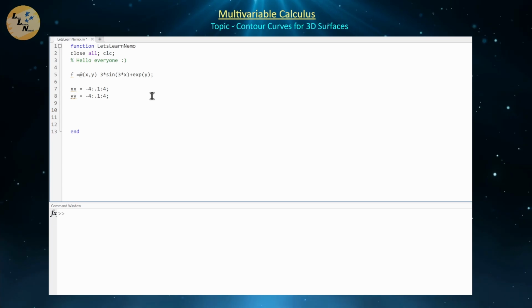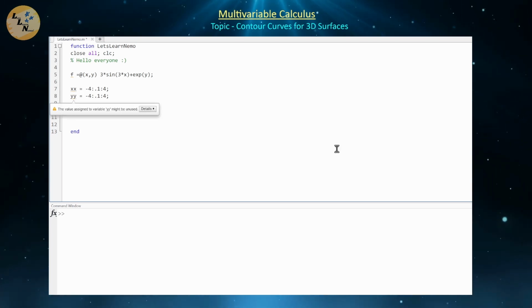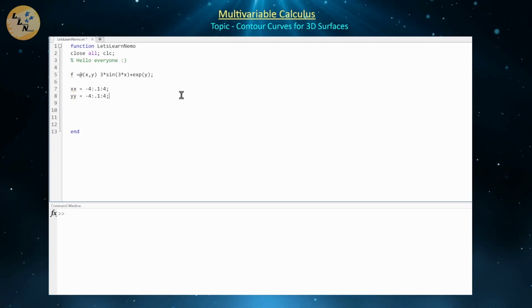We have xx, that's a vector in the x direction, yy is going to be a vector in the y direction, and what we're going to do is take the cross product of these two vectors and have a plane with a bunch of little points that we're going to use as our domain for our three-dimensional function. All right, so how are we going to do that?